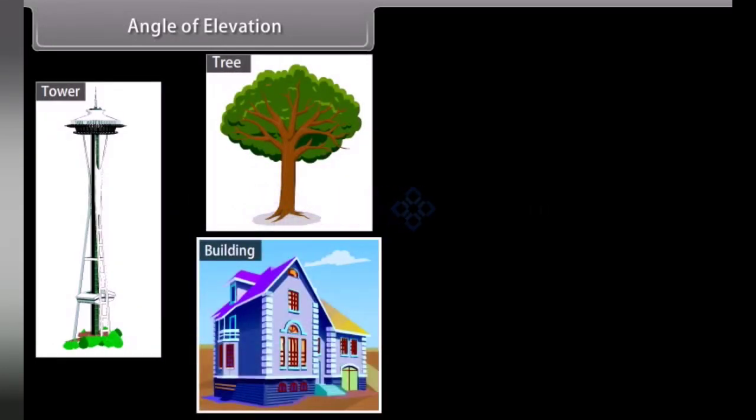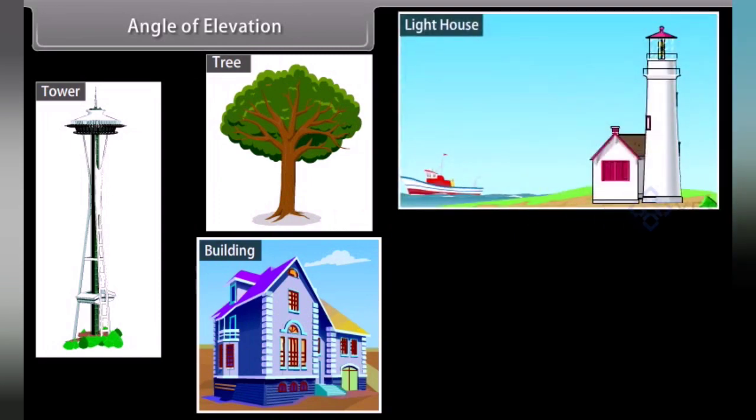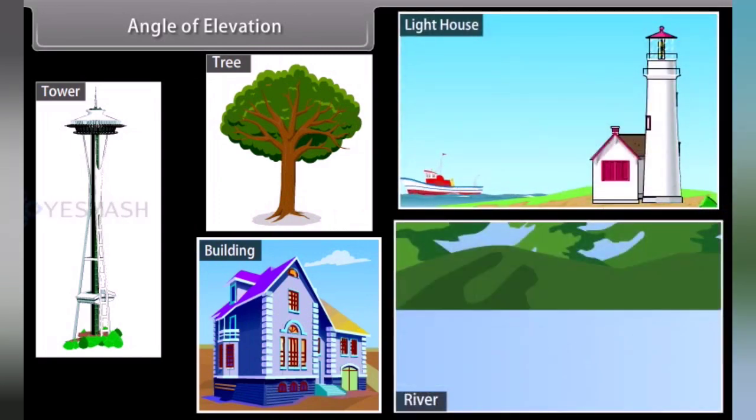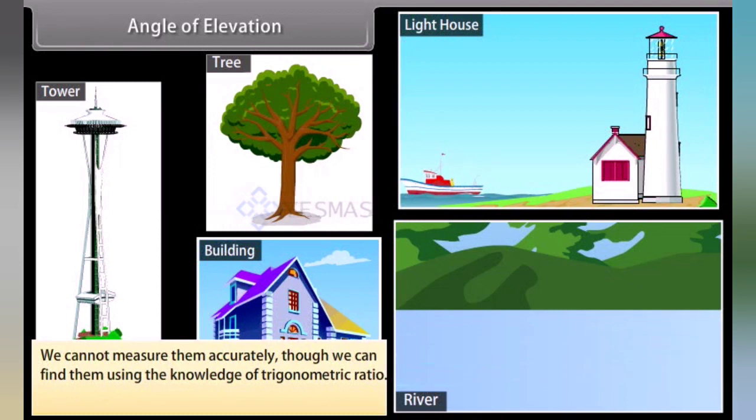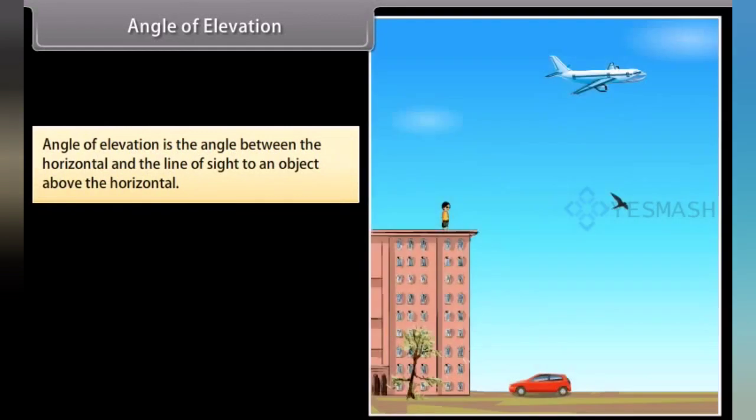Angle of elevation. Sometimes we are required to find the height of a tower, tree, building, and distances of a ship from a lighthouse, width of a river, etc. We cannot measure them accurately, though we can find them using the knowledge of trigonometry ratio. The word elevation means rise or move up. Angle of elevation is the angle between the horizontal and the line of sight to an object above the horizontal.